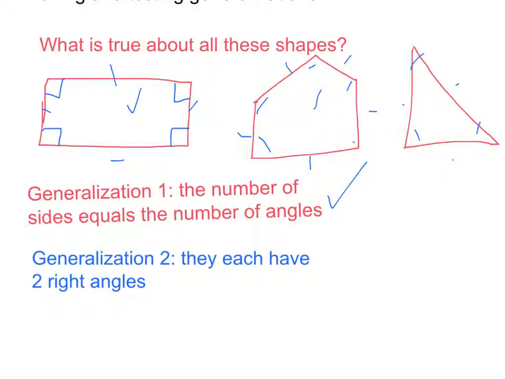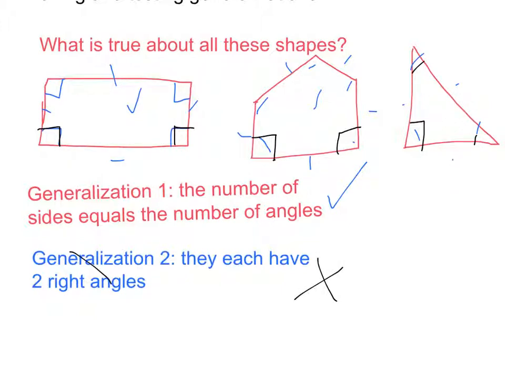Now when we go to generalization 2, we have to test all the shapes again. So in this one it says they each have 2 right angles. So I come up here and I see in this rectangle I have 1 and I have 2. Okay, there's 2 right angles. Over here I have 1 and I have 2 in the pentagon. So we have 2 right angles, and over here I have 1, and that's it. That's all I have. So this one does not work.